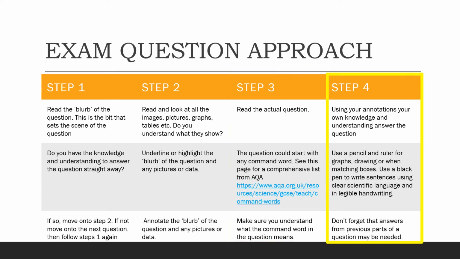Step 4. Using your annotations and your knowledge and understanding, begin to answer the question. Remember, you do not have to write a detailed essay for an extended response type question or QWC, quality of written communication. You can write using clear bullet points, labeled diagrams, tables, and flowcharts.